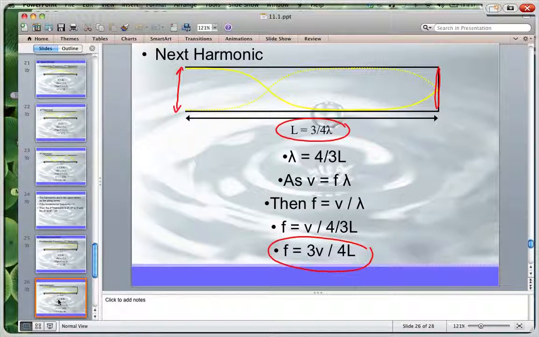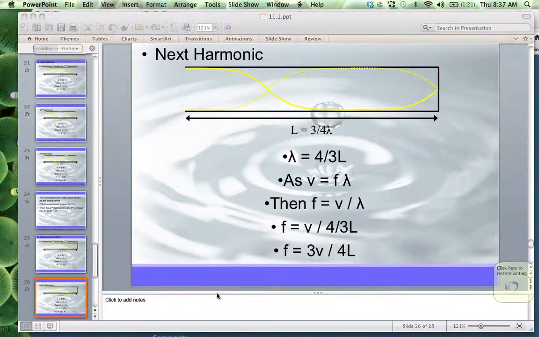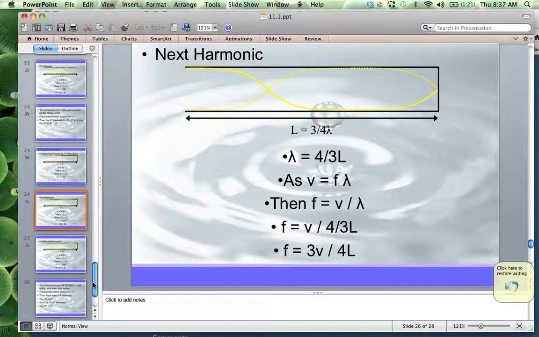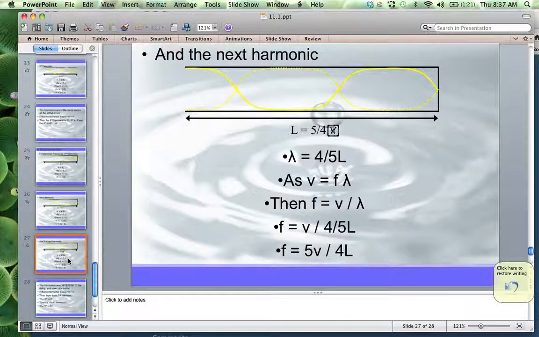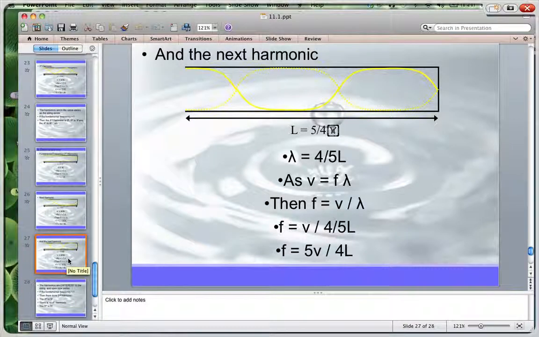Okay. So going on to the next one. Sorry, this should be a lambda here. Not sure what that symbol is. We've got the next one is actually going to be 5/4, so our lambda is equal to that, and so the frequency is 5V over 4L.